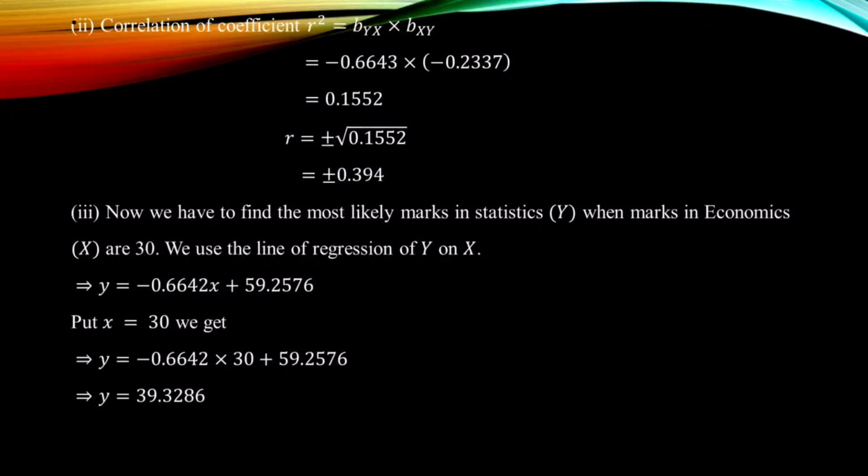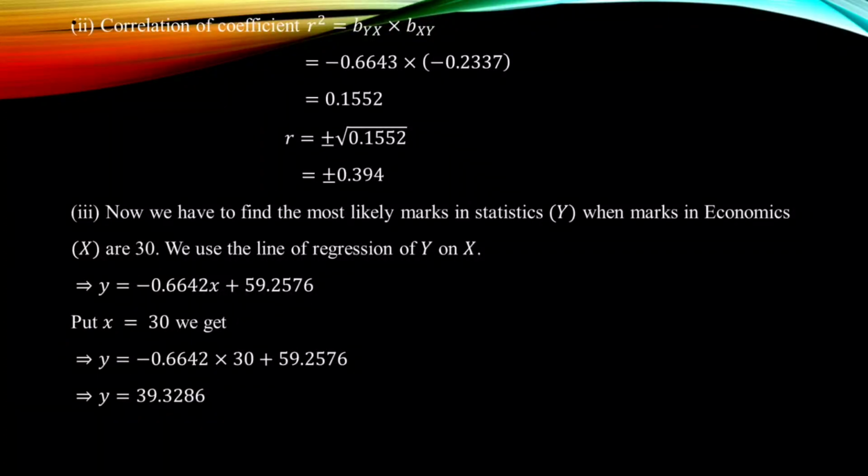Next, we shall find the correlation coefficient, that is r square is Byx into Bxy, which is equal to minus 0.6643 into minus 0.2337, which is equal to 0.1552. So we have r value is plus or minus 0.394.